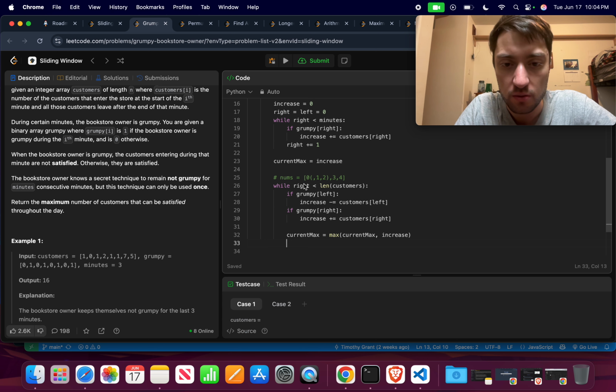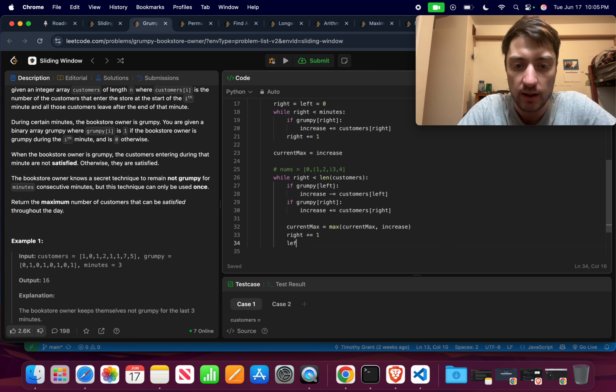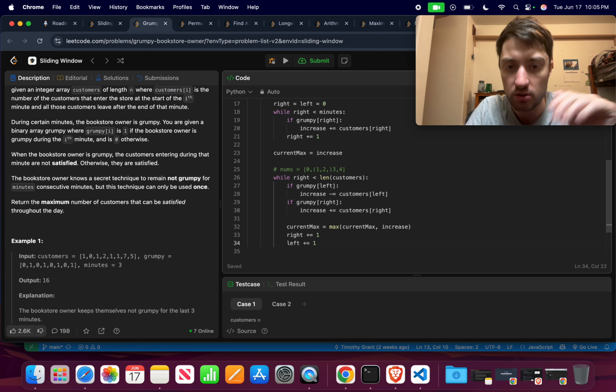Then what do we need to do? We just need to come here and move this element over by 1, like that, and then move this element over by 1. Okay? So what does that correspond to? Right plus equals 1, left plus equals 1, just like that. Okay?